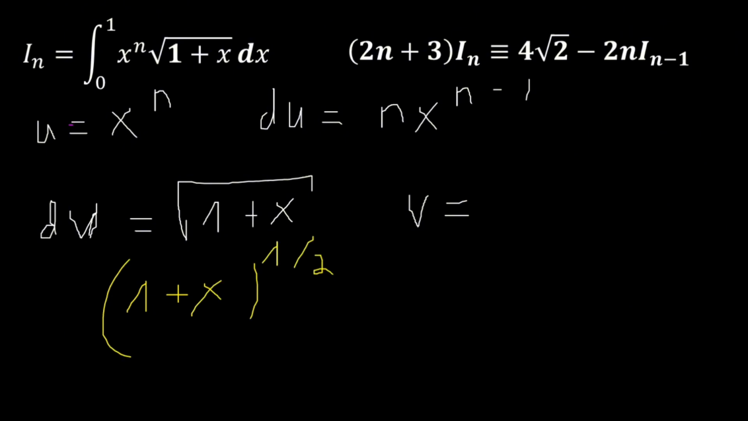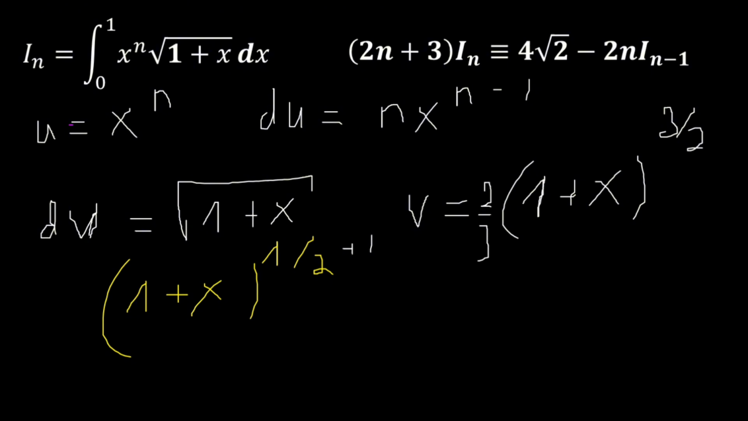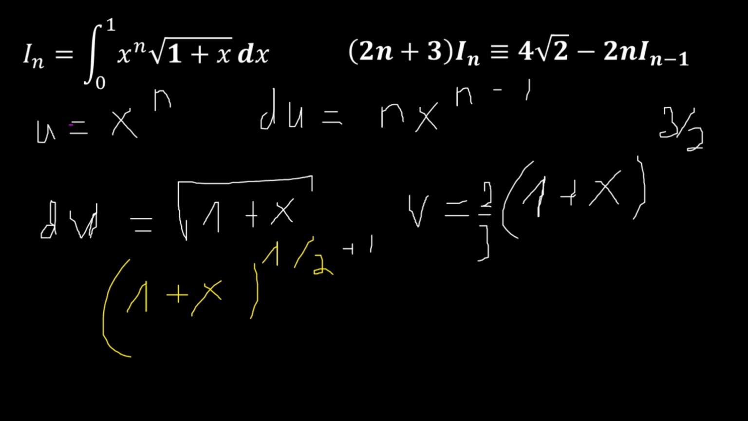Okay, integrating this, what am I going to have? We add the 1 to the power, so that is 1 plus x all to the power 3 on 2. We put 2/3 here, that is dividing by 3 on 2, so we invert and have 2/3. We substitute it back into the initial equation of integration by parts: uv minus the integral of v du.